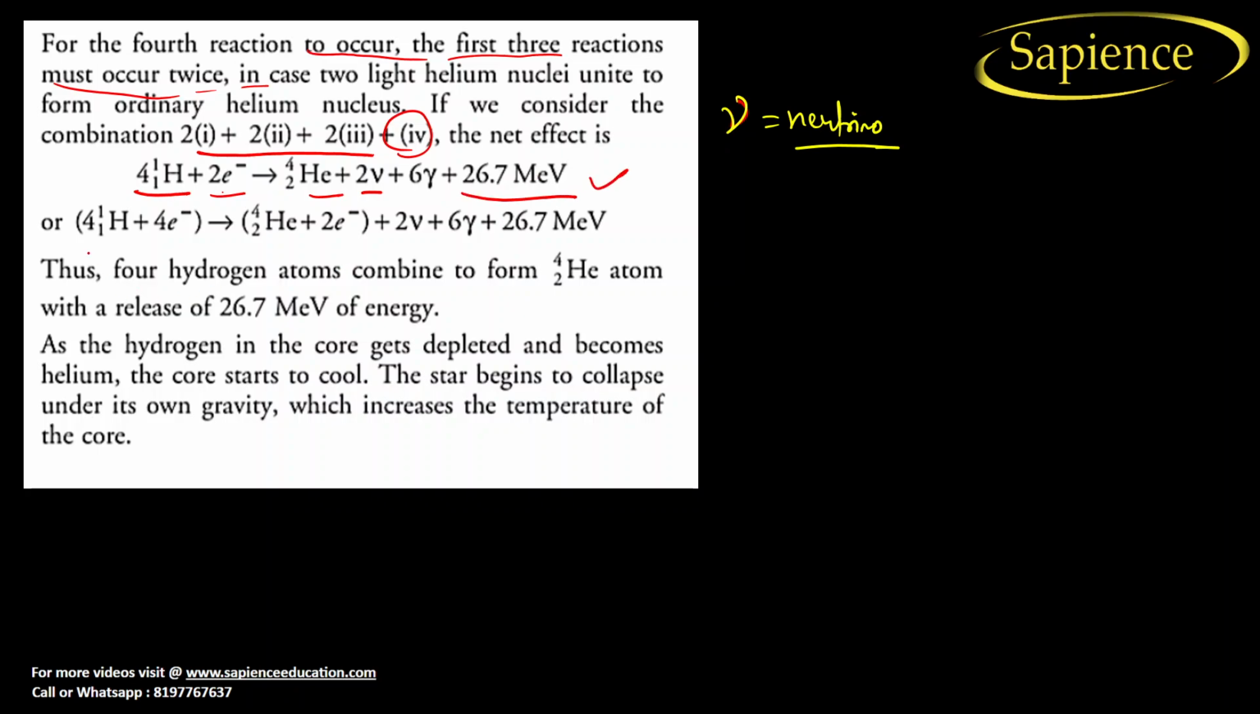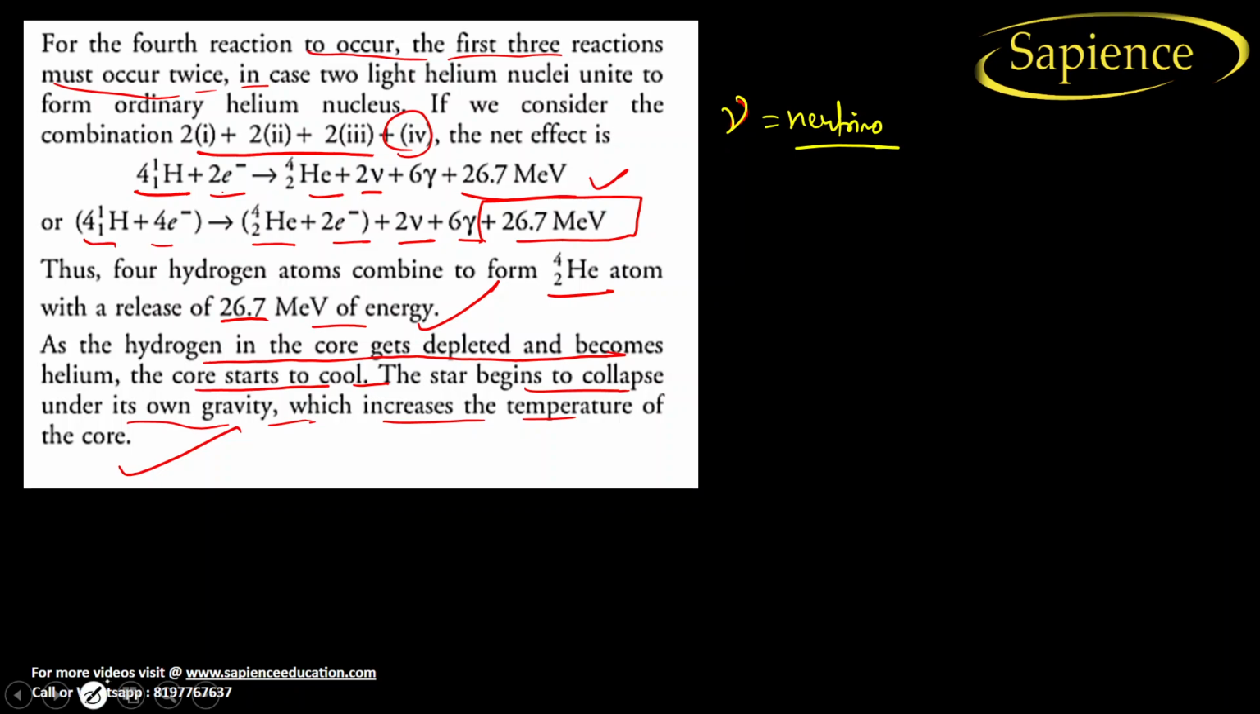So from here we can say that 1 hydrogen plus 4 electron gives helium plus 2 electron plus 2 neutrino plus 6 gamma plus 26.7 mega electron volt. So the hydrogen atoms combine to form a helium atom, which releases 26.7 mega electron volt of energy. As the hydrogen in the core gets depleted and becomes helium, the core starts to cool and the star begins to collapse under its own gravity, which increases the temperature of the core.